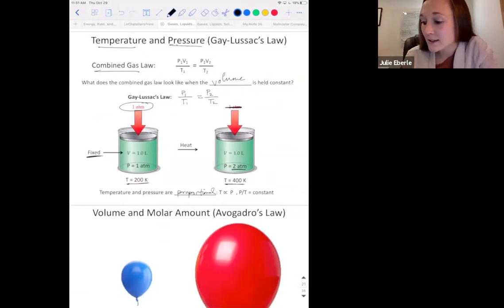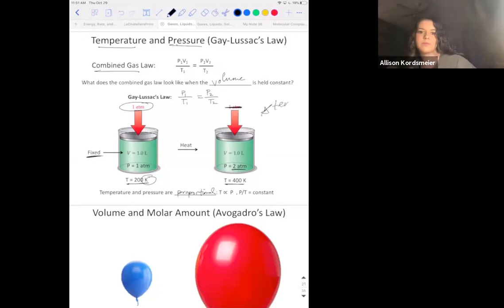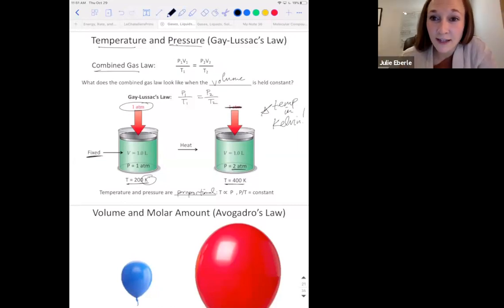Temperature always needs to be in Kelvin. Do not do these in Celsius, and especially don't do it with Celsius on one side and Kelvin on the other. I'm going to make a note: temp in Kelvin always. The way you will miss points on an exam for problems like these is if you mix up the units. The math is really not hard. It's just some algebra.